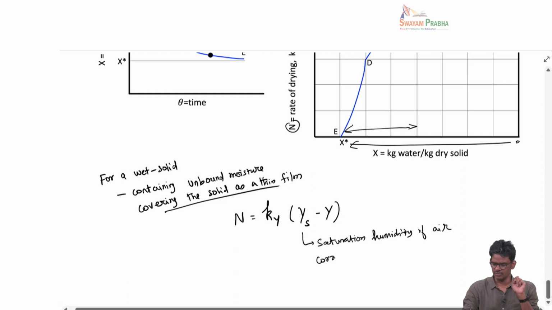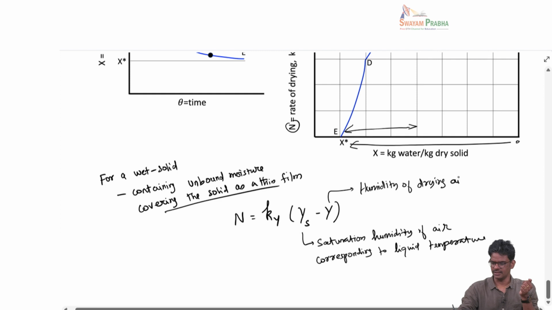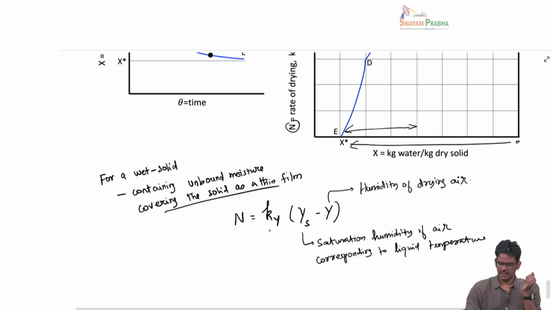corresponding to the liquid temperature. Whereas this Y here is the actual humidity of the air coming over, the humidity of the drying air. And ky is the gas phase mass transfer coefficient.